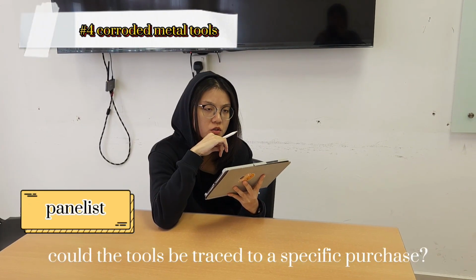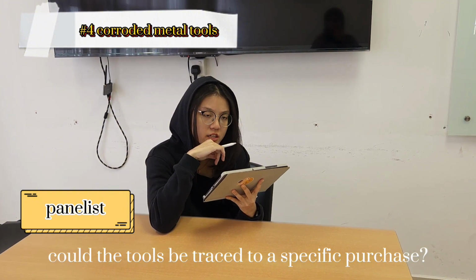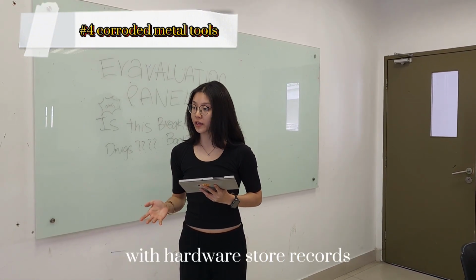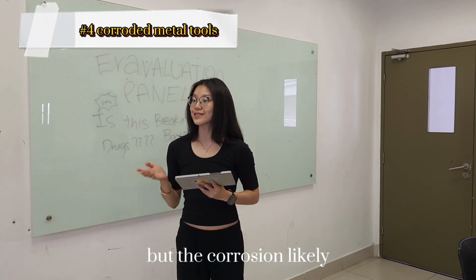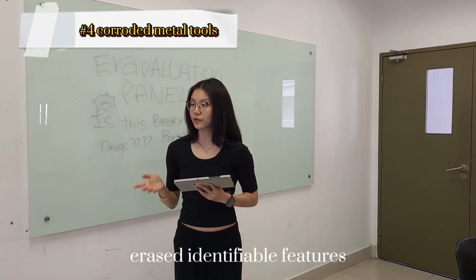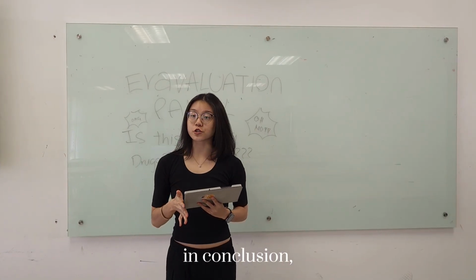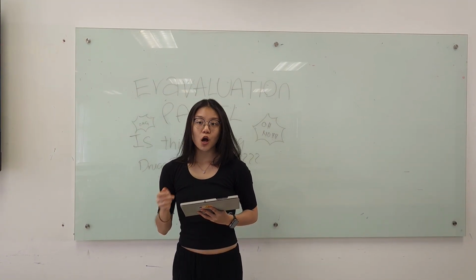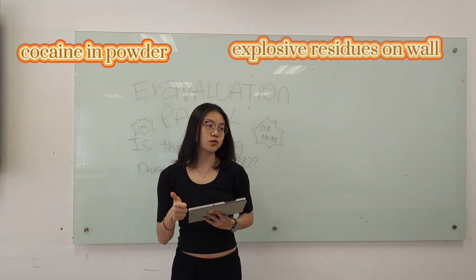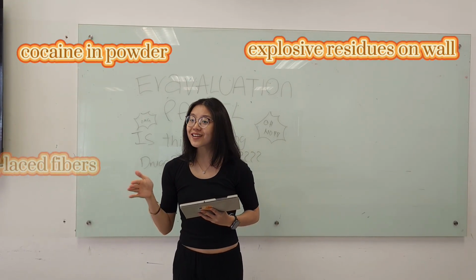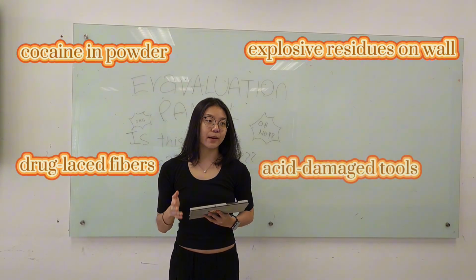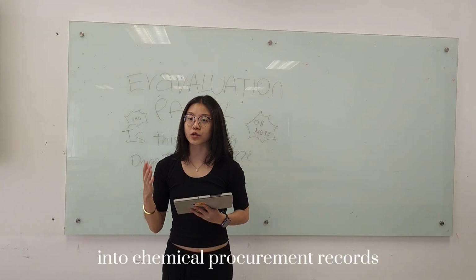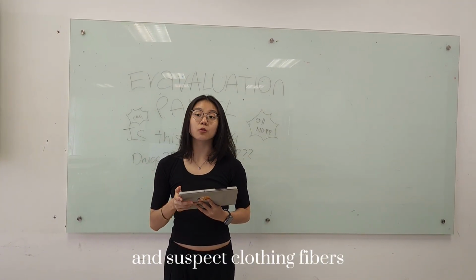Could the tools be traced to a specific purchase? We'll cross-reference tool markings with hardware store records, but the corrosion has likely erased identifiable features. In conclusion, all evidence points to illegal drug manufacturing: cocaine in the powder, explosive residue on the walls, drug-laced fibers, and acid-damaged tools. We recommend further investigation into chemical procurement records and suspect clothing fibers.